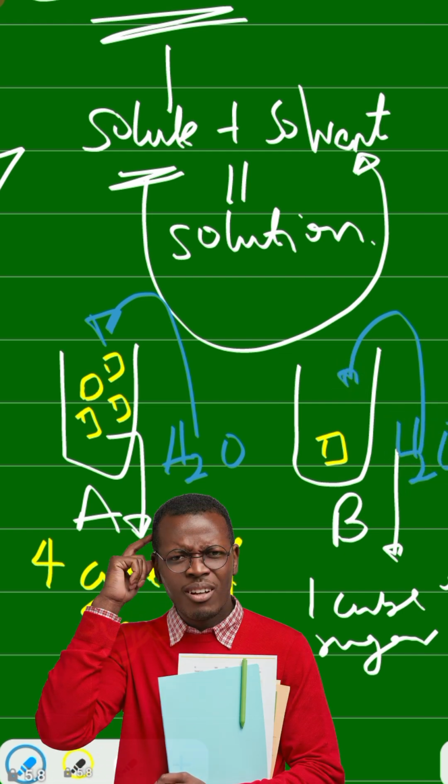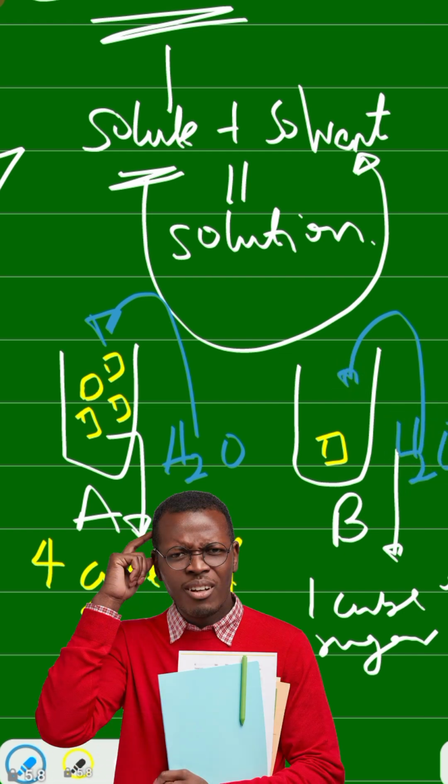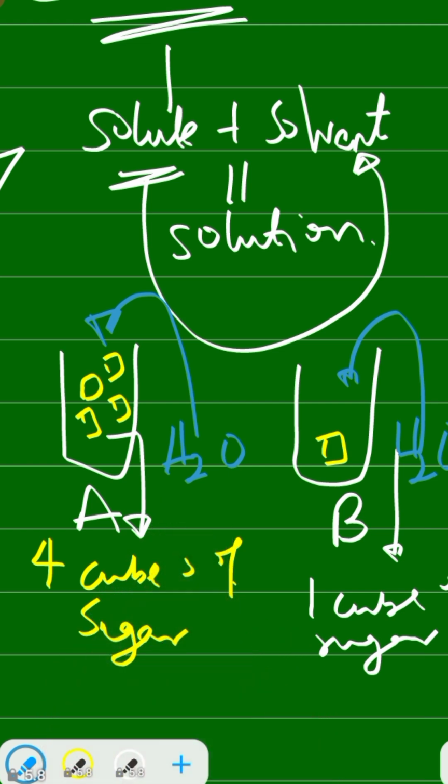Now, which of these two solutions do you think will be more sugary? The answer will be container A, obviously, because container A has more concentration of the solute. It has more cubes of sugar dissolved in the water, while the one from container B has only 1 cube of sugar. So container A is going to be more sugary, while container B will be less sugary because it has just 1 cube of sugar dissolved in the solution.